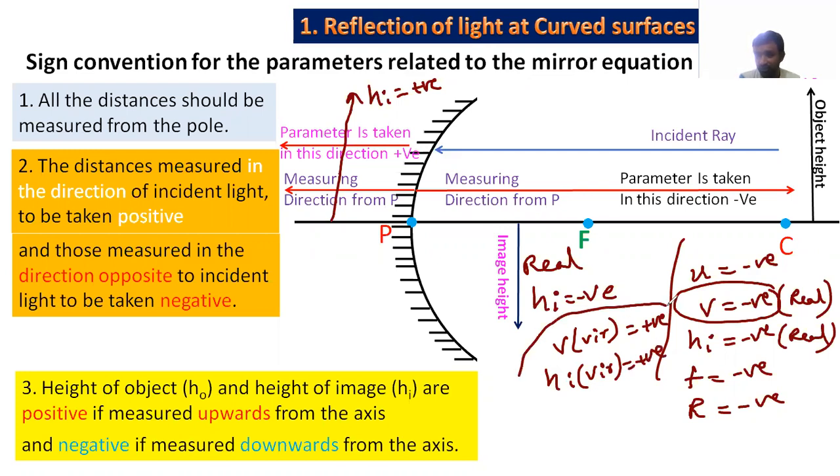So we have an exemption for these only. That is only for one situation where you get a virtual image. Only for one situation. What is that? Object placed between P and F. In that case only, the image distance and the height of the image will become positive. Otherwise, they are always negative, except the height of the object.